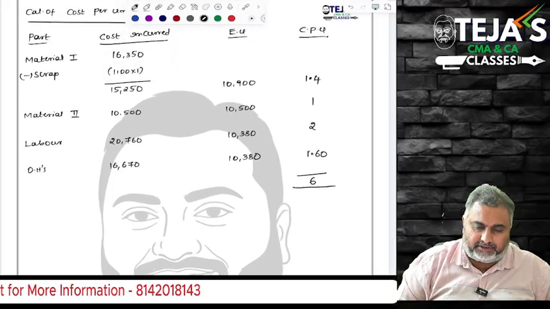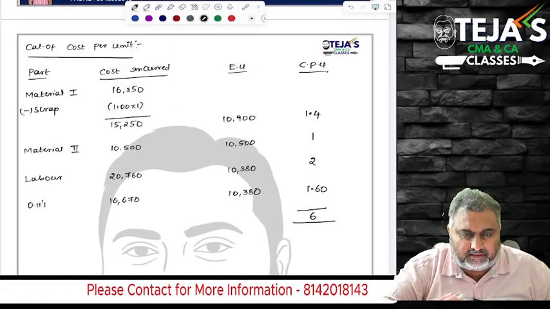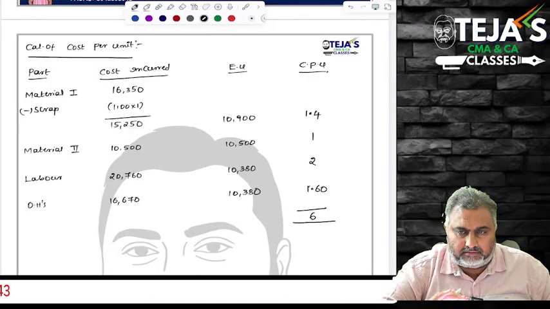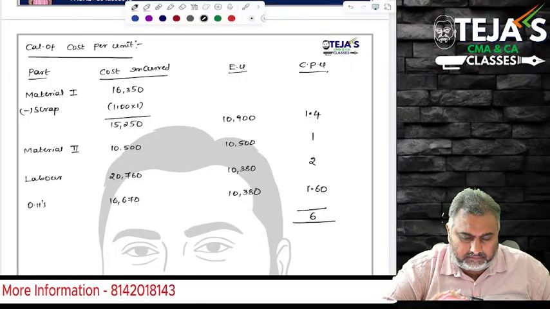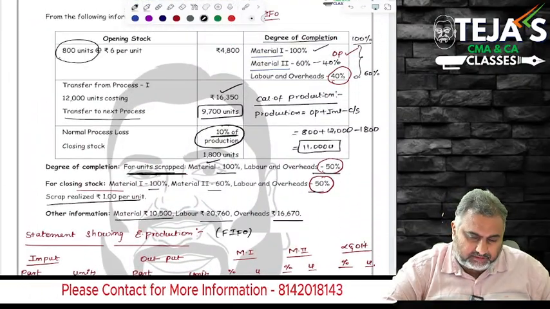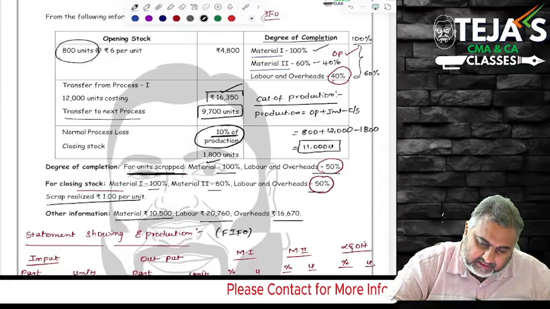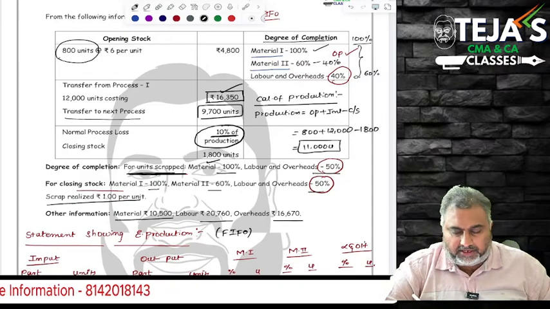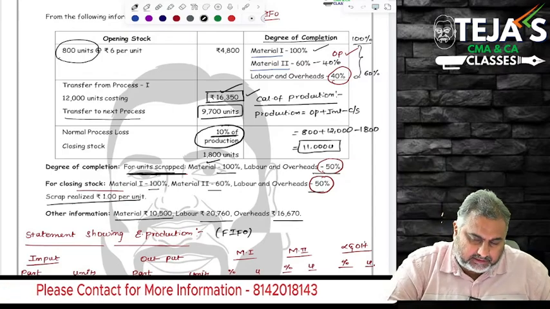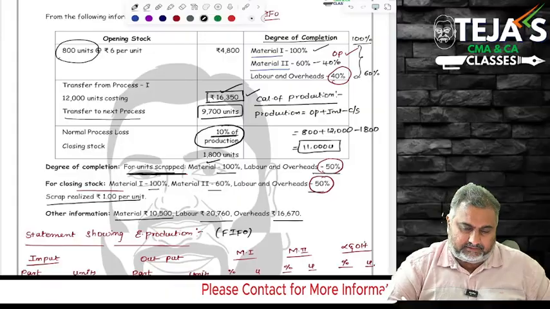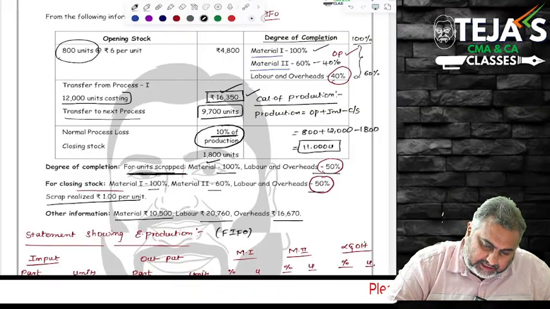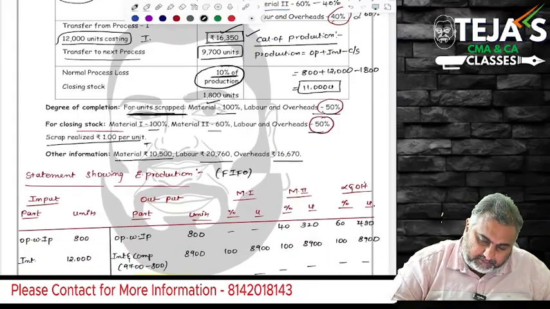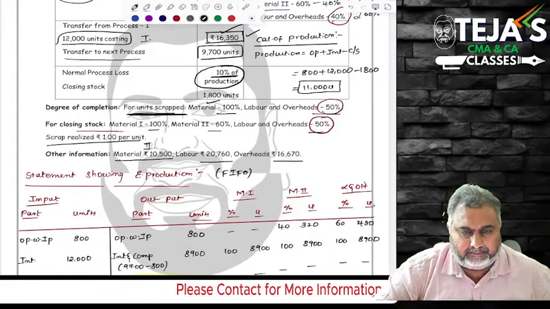Now we are moving to the third statement. Sir, second statement, any doubt? How to find out the cost per unit? See the question, always see the question. 16,350. Whatever quantity we received from the previous process, that is the material cost for us. 12,000 units costing 16,350. This is our material 1. This is our material 2.